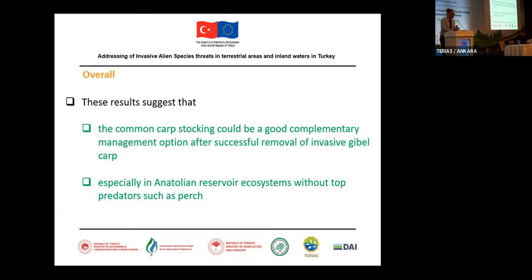And based on these project results, this seems possible. Especially this is possible more in some Anatolian reservoirs that we have sampled in this study. And if there is no predator species, this seems to be more effective.